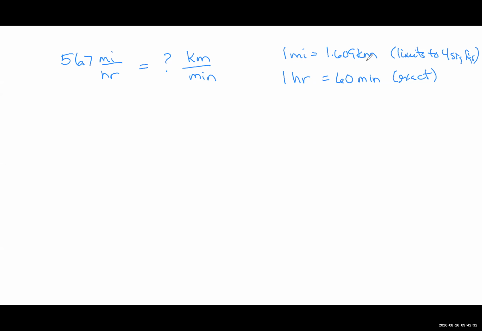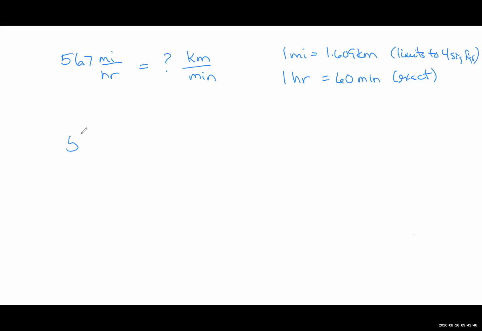So what do we always start with? We start with our given. Our given is 56.7 miles per hour. So I'm going to take my given and multiply it by conversion factors. I'm going to make the conversion factors from these equivalent statements. So I have miles on top and I want to get rid of it. So I'm going to put 1 mile on the bottom, 1.609 kilometers on top.